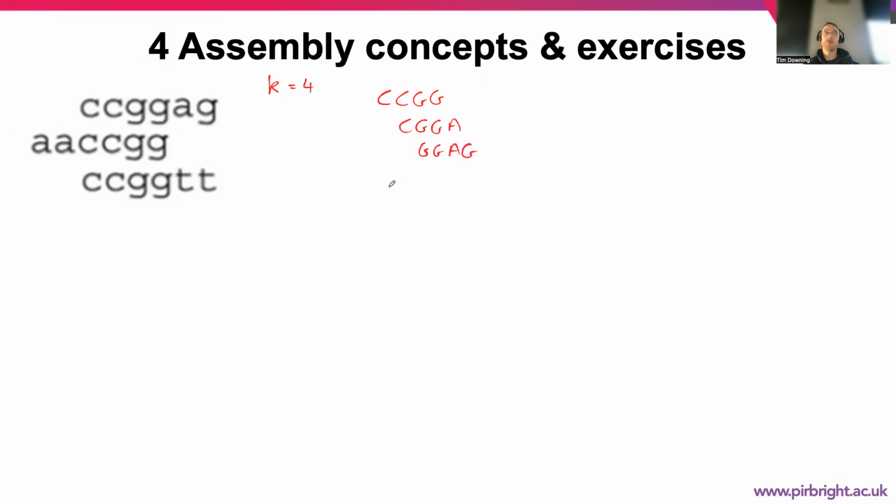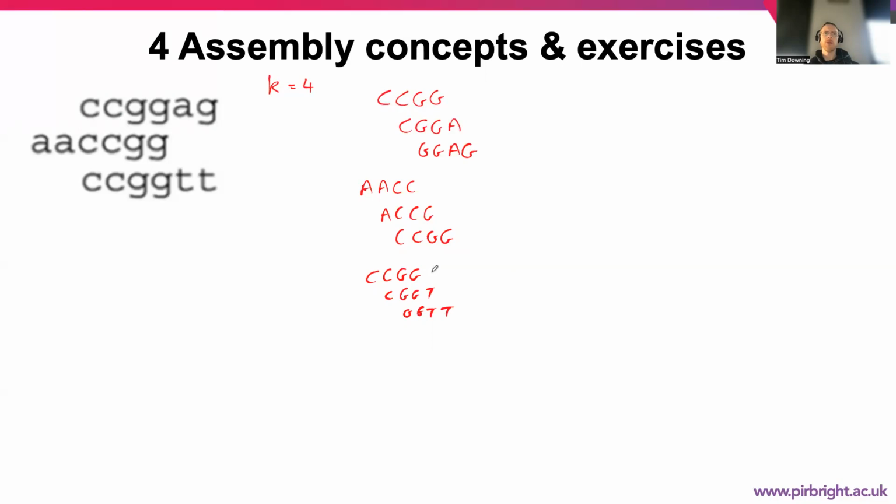And then repeat this for the next read. That's going to be A, C, C, G, then A, C, C, G, then C, C, G, G. And then the final read, we have C, C, G, G. Then we have C, G, G, T. And the last one is going to be G, G, T, T.